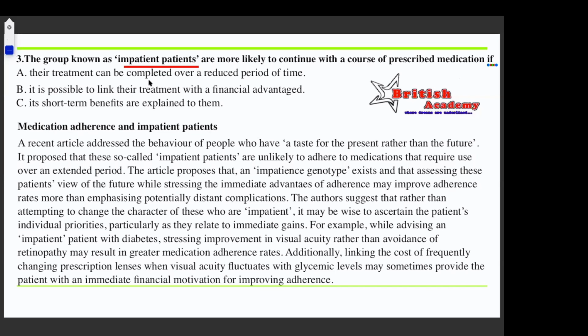the prescribed medications. Now, a recent article addresses the behavior of people who have a taste of the present rather than the future, which means a person who is more interested in what happens today and quickly rather than what will happen tomorrow if I take this particular medicine. It proposed that these so-called impatient patients, we got a keyword, impatient patients, are unlikely to adhere to medication that require use over an extended period.